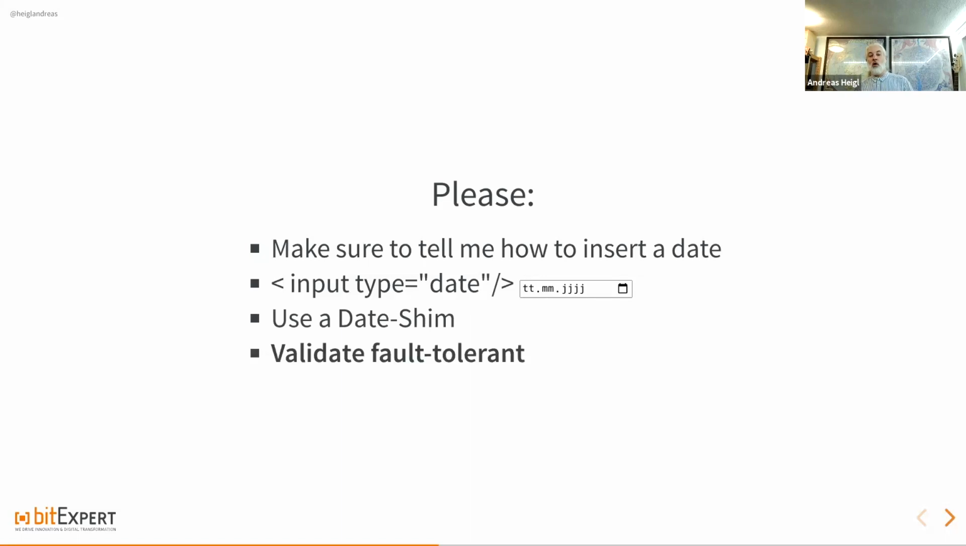And please always, not only in this case, always validate fault tolerant. So a date is not less valid because I say 1.1.2020, just because I forgot to add the zeros at the beginning. Like, yeah, but I want you to type 01.01. It doesn't make sense.